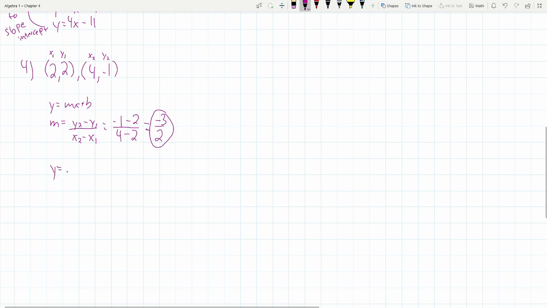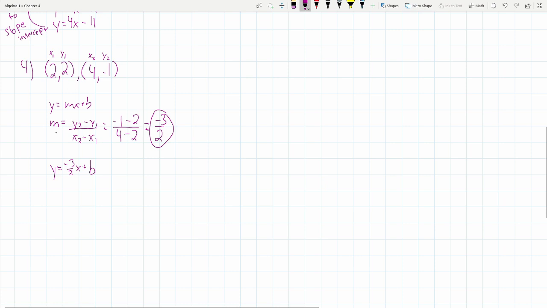So if I have y equals mx plus b, so y equals negative 3 over 2x plus b. Before, we were given the intercept and we'd be able to just plug that in. But in this case, we don't, so I'm going to leave this as b. And what we can do is utilize this in order to get what b is.